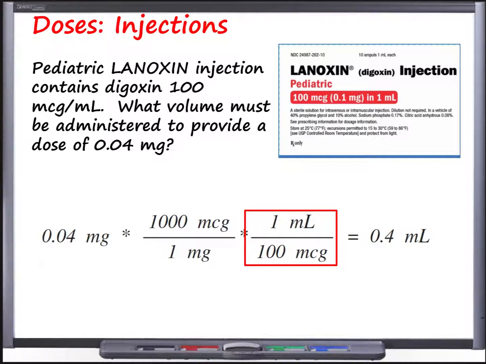Again, my units up on top still are in micrograms. So I multiply that by the fact that in every 1 milliliter, I put that over the 100 micrograms. The 100 micrograms in the bottom allows the micrograms units to cancel, leaving me the final units of milliliter. So if I take 0.04 milligrams times 1,000 to convert to micrograms, and then divide by 100 based off of the concentration, micrograms cancel and leave me the units in milliliters. And the final answer for this question would be 0.4 milliliters.